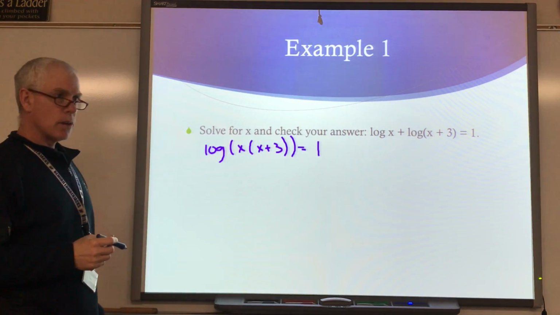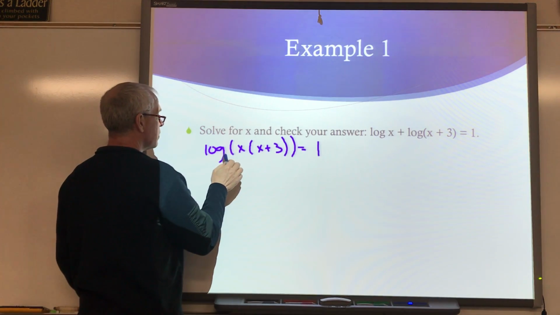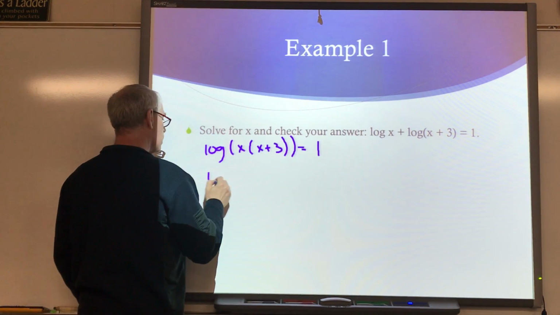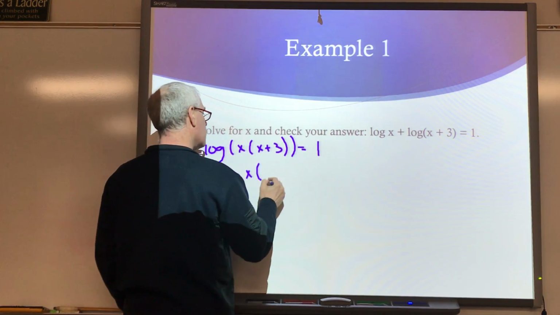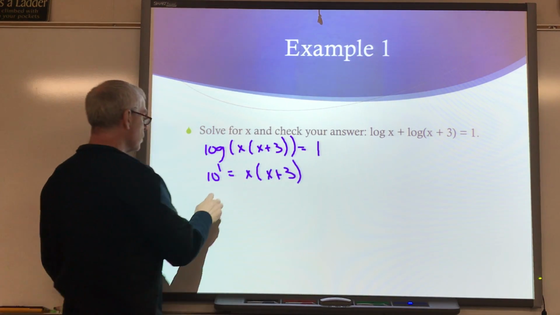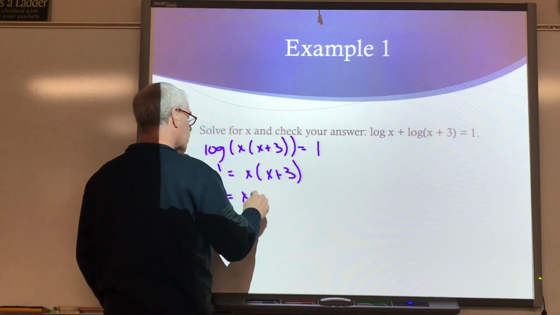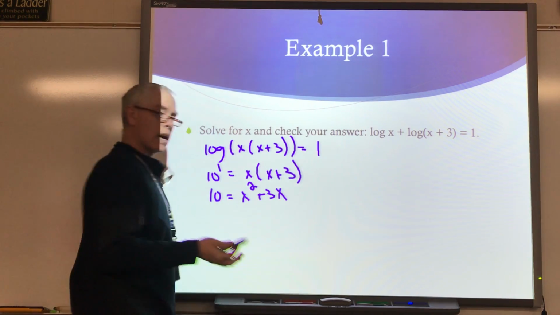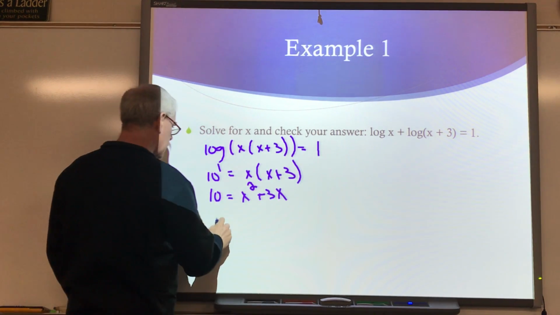Okay? So now I'm going to rewrite using exponential. So if this is base 10, 10 to the first power equals x times x plus 3. Okay, and now we're just dealing with algebra that we've done before. So 10 equals x squared plus 3x. I have a quadratic, I'm going to get 0 on one side.